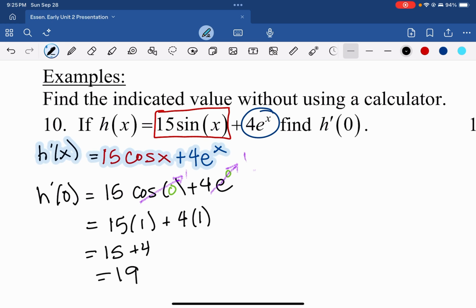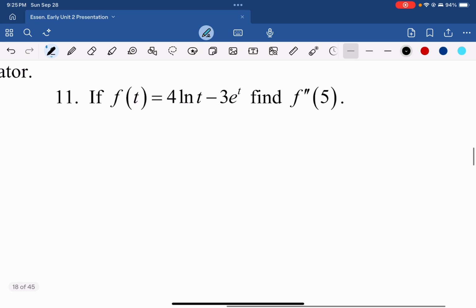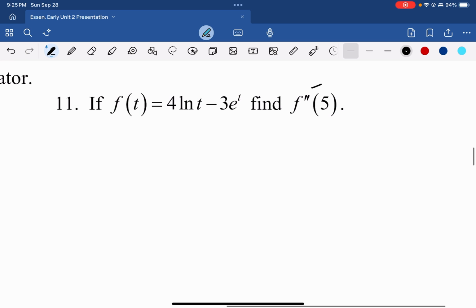Okay, so if h of x is equal to 15 sine x plus 4 e to the x, then h prime at 0 equals 19. Okay, let's go look at 11. If f of t equals 4 natural log of t minus 3 e to the t, find f double prime of 5. So right, that double prime means we need to take the derivative twice.